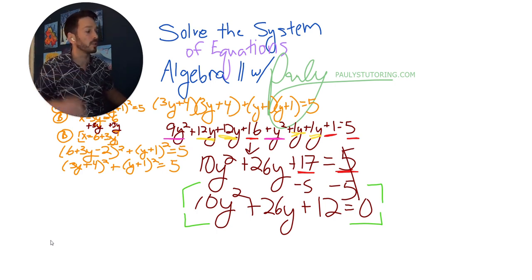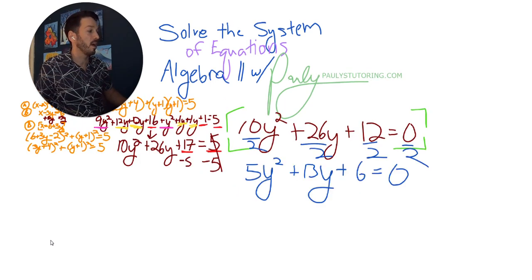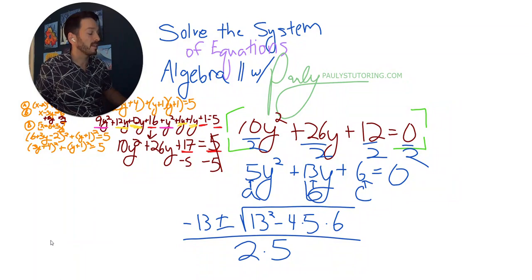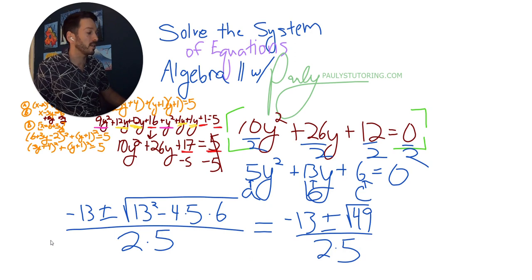These can all be reduced. That's the same as saying divide everything by 2. You can do that. At this point, we can plug this into the quadratic formula. If you don't know how to use the quadratic formula, then go look that up. There's a lot of steps that you need to already be aware of in order to do this particular problem. And we continue to simplify. We get negative 13 plus or minus root 49 over 2 times 5.